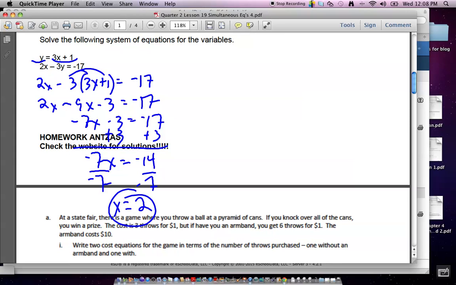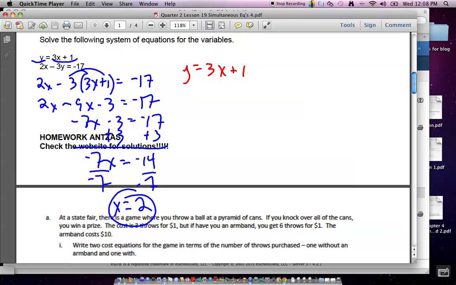All done, right? No. Why not? I gotta go back and get y. Good. Now, I can use either equation to go back and get y, but I submit to you that one of these equations is a whole lot easier to use than the other one. Which one do you think is really easy to figure out y from? Y equals 3x plus 1. Yeah, absolutely, because it tells you what y equals right off the top.